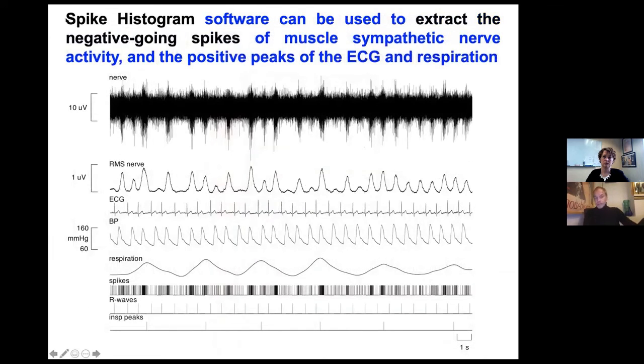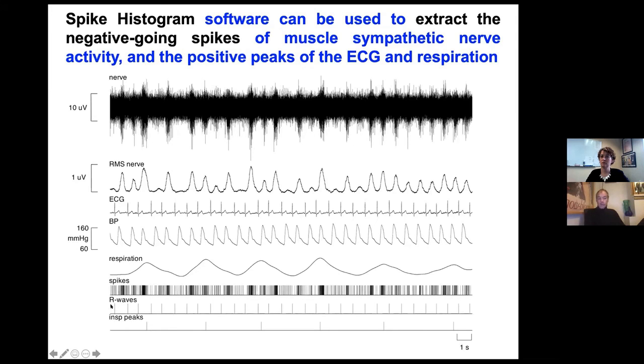And the spike histogram feature of LabChart, and of course other data acquisition and analysis processes, have similar features. It's simply a window discriminator, which allows one to extract these negative-going spikes from the nerve signal. So here's the RMS nerve signal, here are the negative-going spikes, and the spike histogram software has plotted in this row down here, called spikes, all these bursts that we've set the threshold to detect.